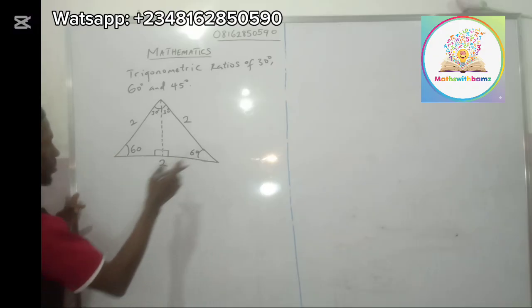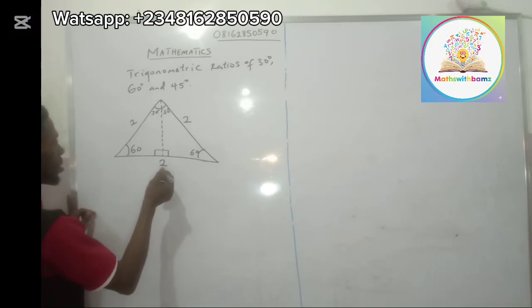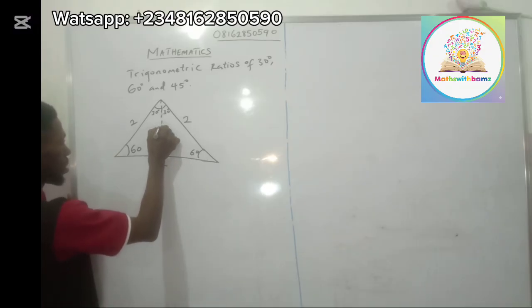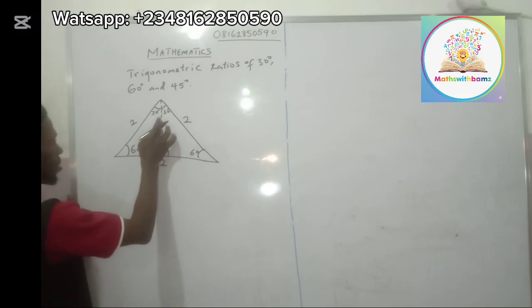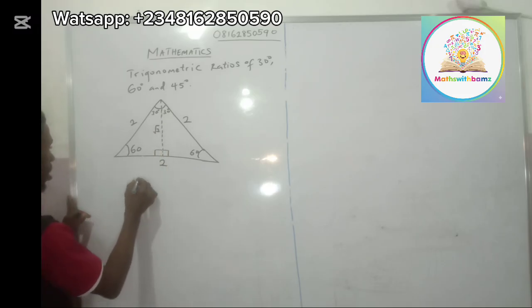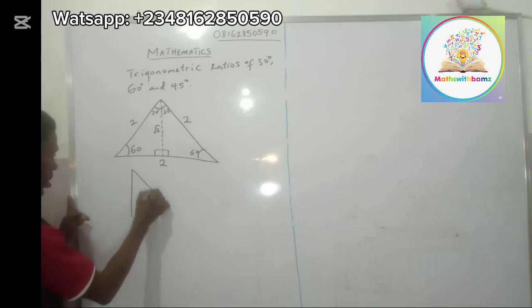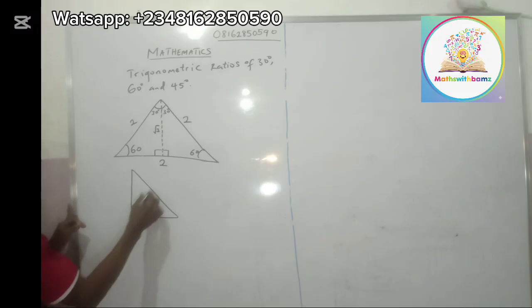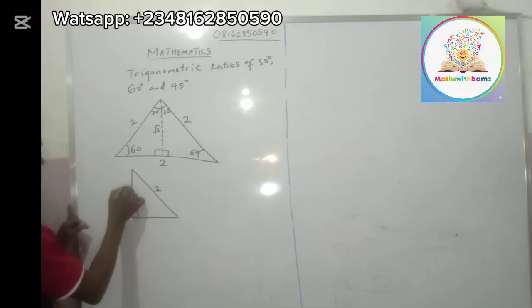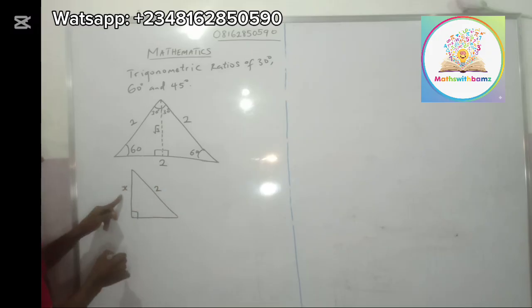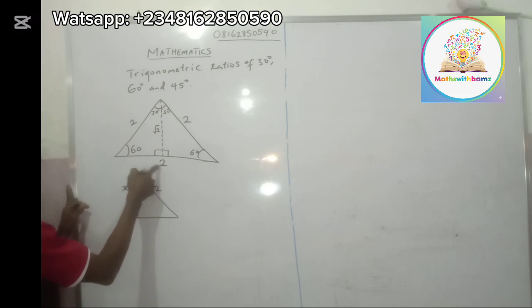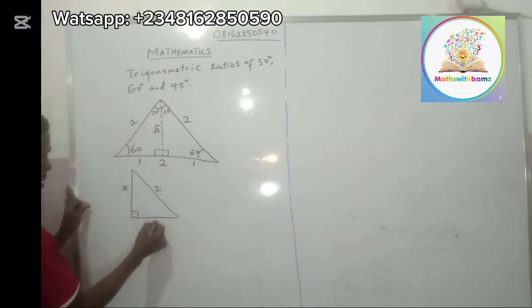Let's break this triangle. Another thing is that we also have the square root of 3, root 3. I will explain how we get this root 3. Let's bring out our triangle. We have 2, and let me say the unknown side is x. Since the whole side is 2, we have 1 here, and 1 here.